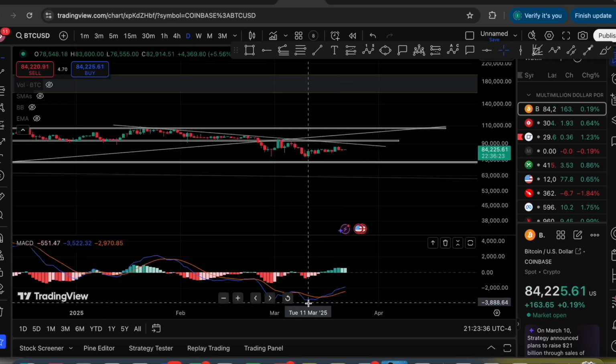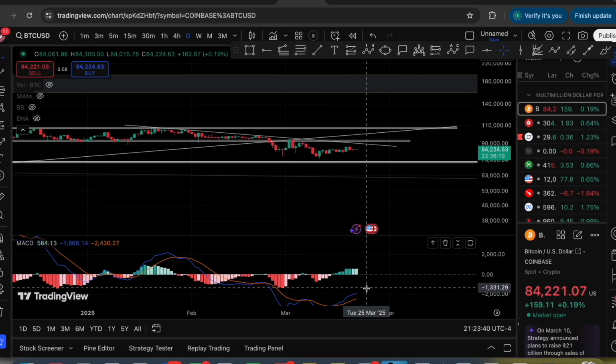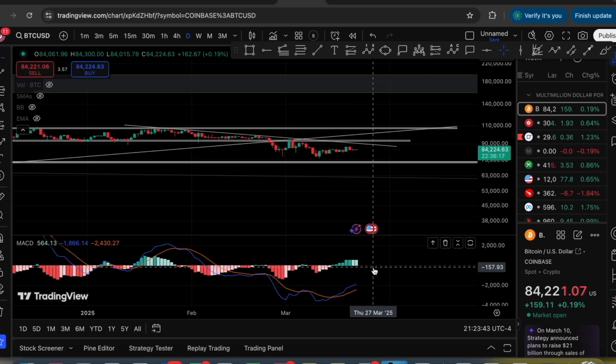The MACD looks great. We're creating higher highs, higher lows, pushing up, and we're creating new green candles and pushing back to this positive territory.